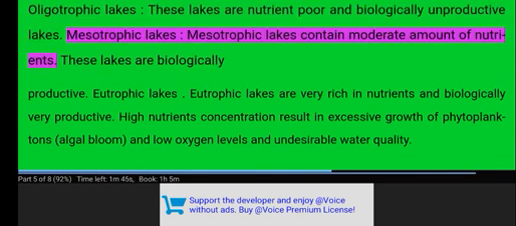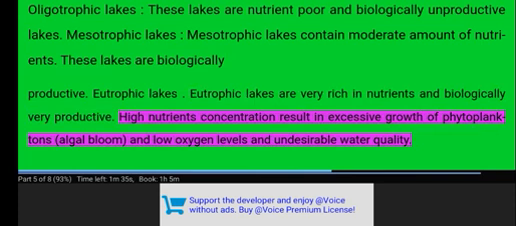Mesotrophic lakes. Mesotrophic lakes contain a moderate amount of nutrients. These lakes are biologically productive. Eutrophic lakes. Eutrophic lakes are very rich in nutrients and biologically very productive. High nutrient concentration results in excessive growth of phytoplankton, algal bloom, low oxygen levels, and undesirable water quality.